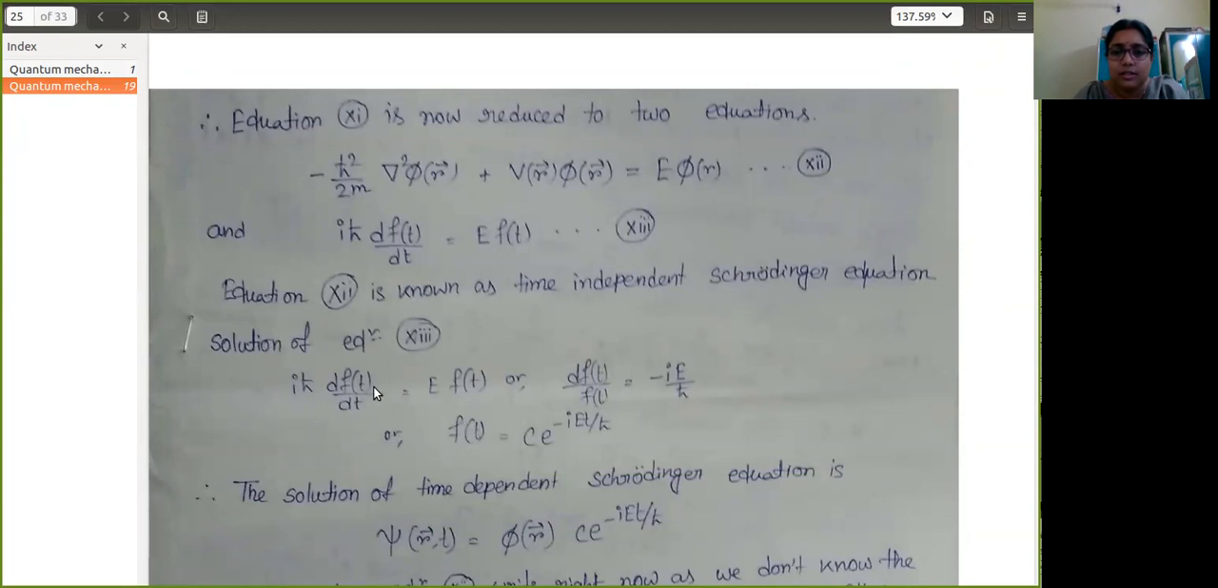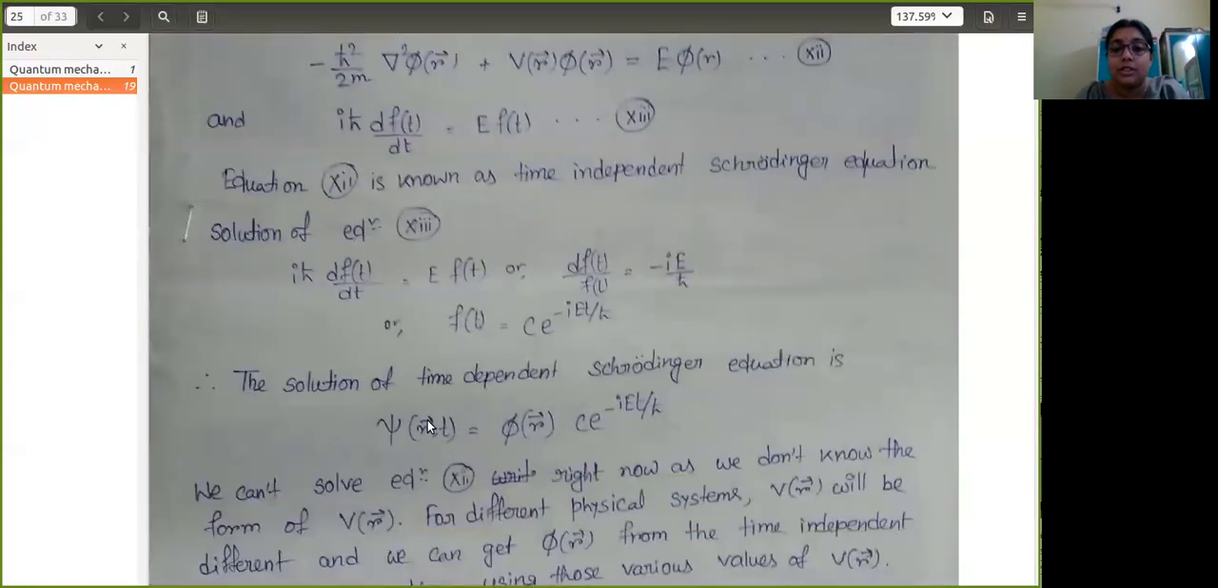So we get from the solution f(t) equals some constant into e to the power minus iEt by ħ. E by ħ will give you omega. So the e to the power iωt part comes from here. So the solution of the time dependent Schrodinger equation is ψ(r,t) equals φ(r) into c e to the power minus iEt by ħ.